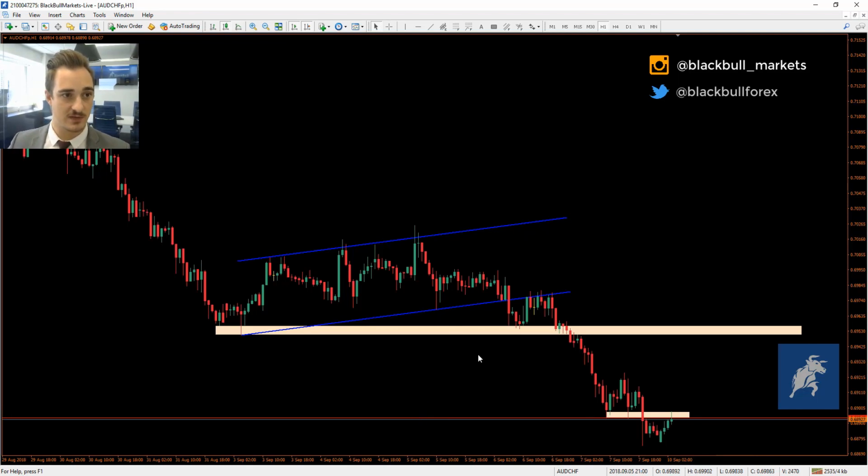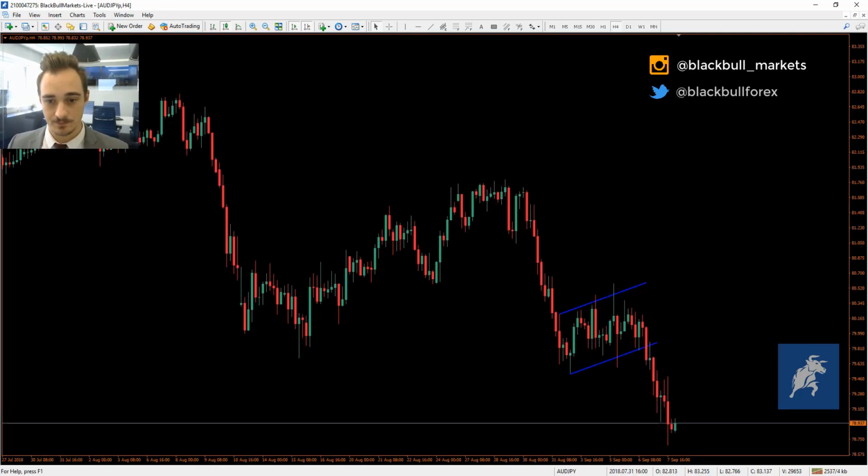So that is the Aussie Swiss franc we're looking at. The next one will be the Aussie Japanese yen. You can see we had this as a channel as well.